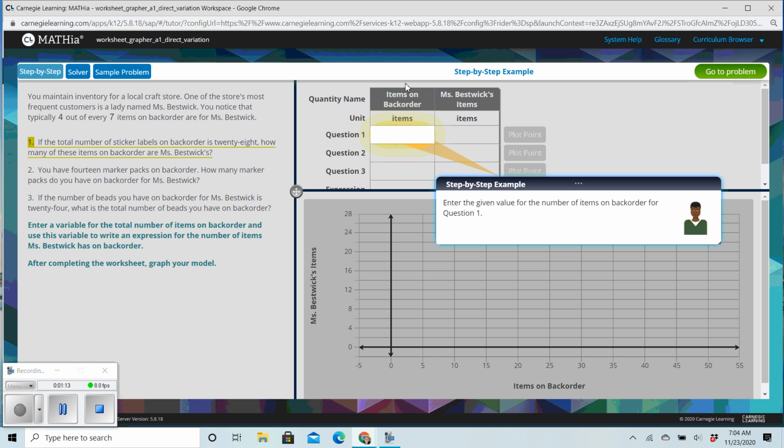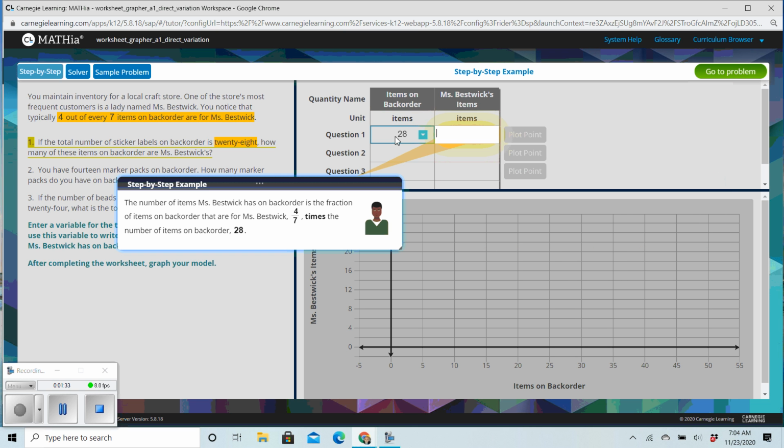Well, if you look over here at the problem, we have items on backorder as our first column, and Miss Bestwick's items as our second column. So right now we're looking for the items on backorder. If we go back to the question, the total number of sticker labels on backorder is 28. So we're going to hit 28 and enter. Now, Miss Bestwick's items, the number of items Miss Bestwick has on backorder is this fraction. And this is the number of items that are on backorder for Miss Bestwick.